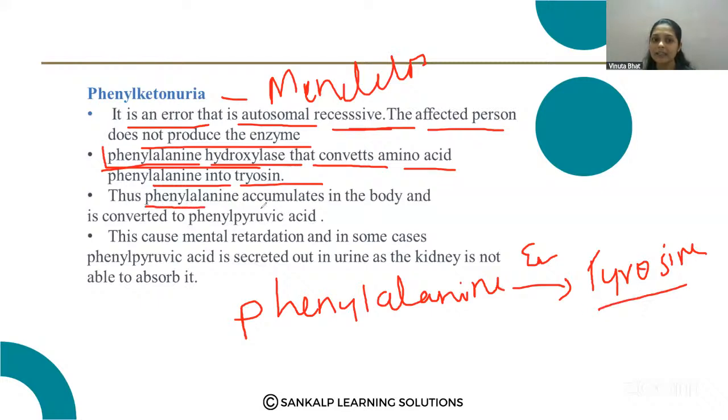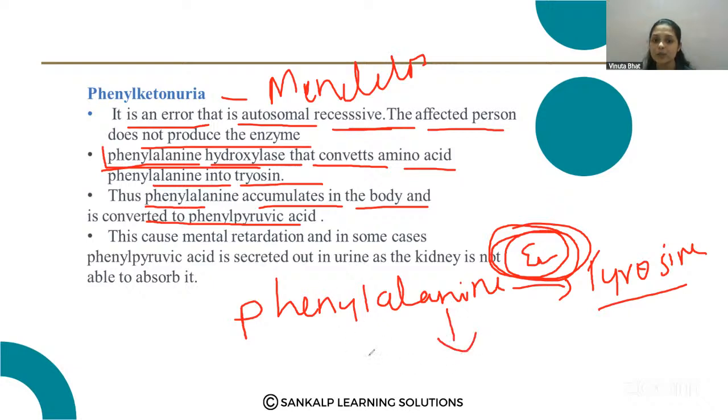Thus, phenylalanine accumulates in the body and it is converted into phenylpyruvic acid. So, in the absence of this enzyme, phenylalanine is converted into phenylpyruvic acid. This enzyme is not produced due to the absence of genes on the chromosomes. Enzymes are nothing but proteins, right? So this enzyme is not produced, and phenylalanine is converted into phenylpyruvic acid.